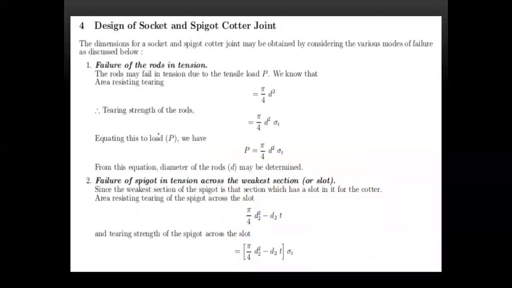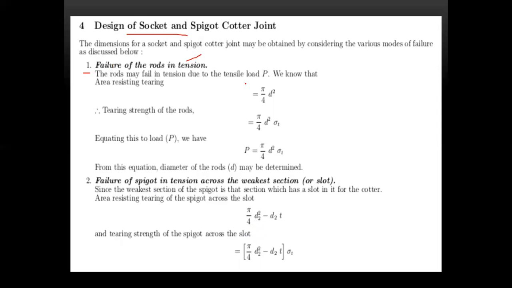Next, coming to the design of the socket and spigot quarter joint, the dimensions may be obtained by considering the various modes of failure. Thus we can design the socket and spigot quarter joint. The first one is the failure of rods in tension. The rods may fail in tension due to the tensile load.